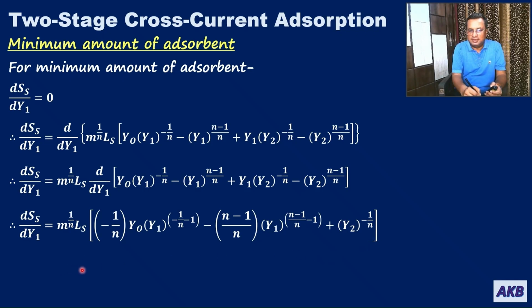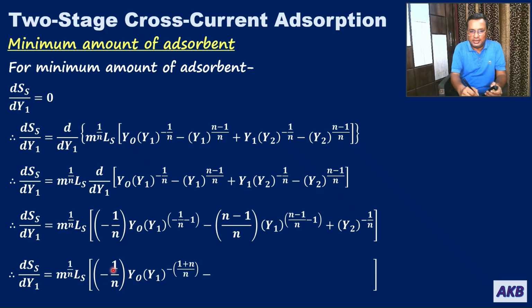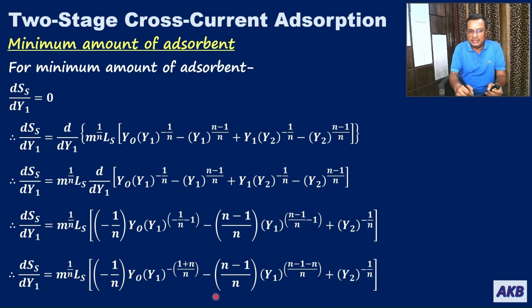So further, we will simplify it. So this is dSS by dY1 is equal to m raised to 1 by n into Ls into minus 1 by n into capital Y0 into capital Y1 raised to, I have simplified over here, I have taken the negative sign common. So it is minus 1 plus n by n, minus n minus 1 upon n into capital Y1 raised to n minus 1 minus n upon n, plus Y2 raised to minus 1 by n. Let us continue.